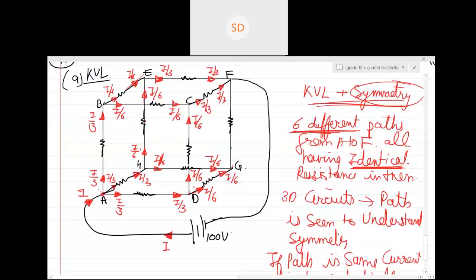This I by 6, this I by 6 combined become I by 3 again. And these I by 3, this I by 3, this I by 3 combine again to form I, that same current. Is this clear, guys? KVL.